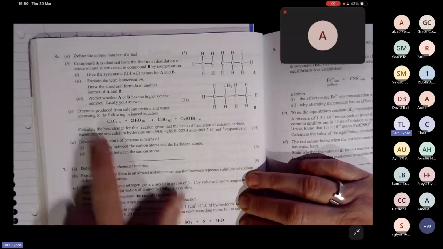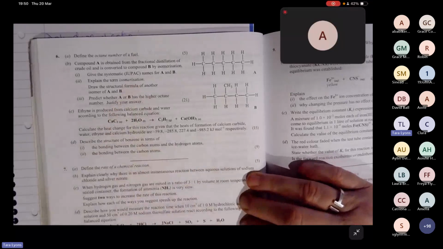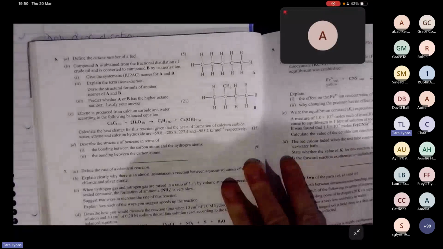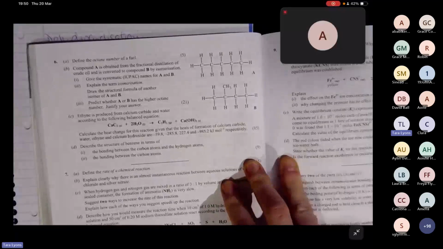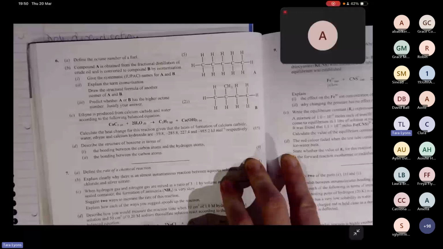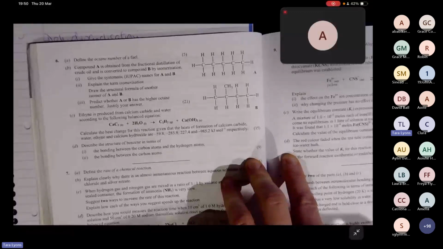Then they said explain the term isomerization. Well, it's changing long straight-chained molecules into shorter branched molecules that have the same molecular formula but different structural formula. Long and straight into shorter branched molecules that have the same molecular but different structural formula.